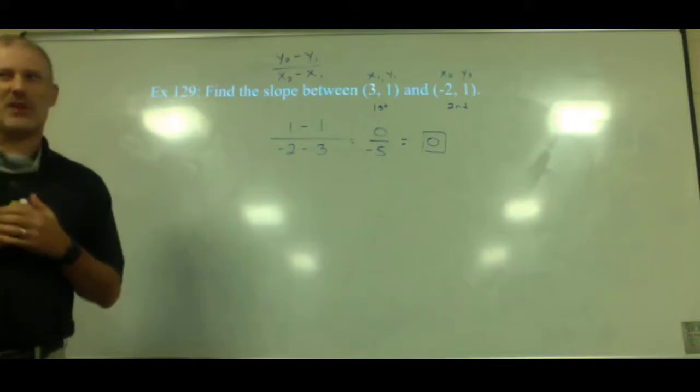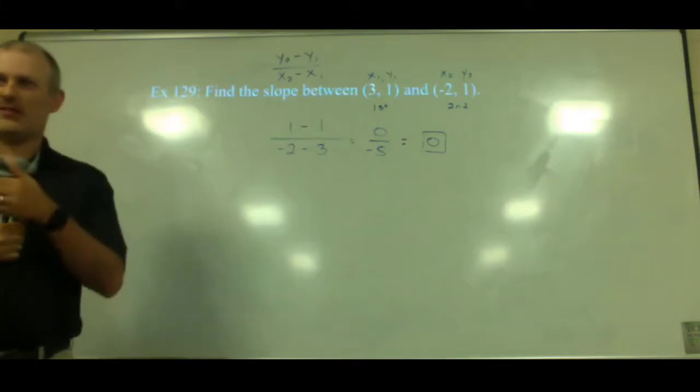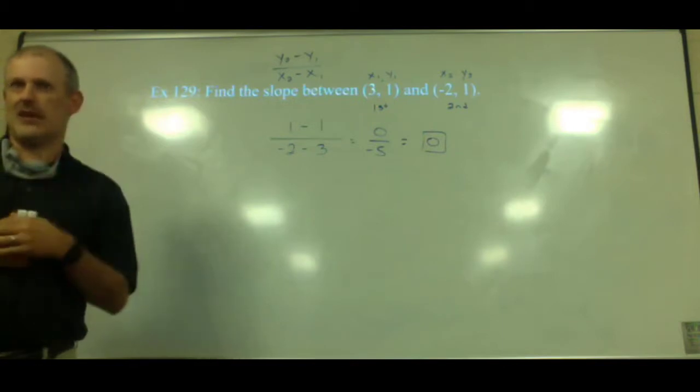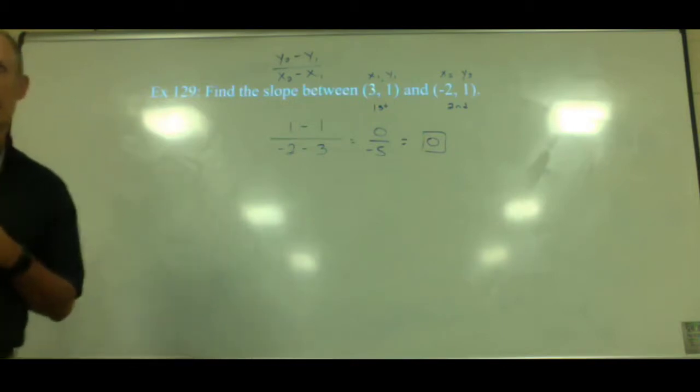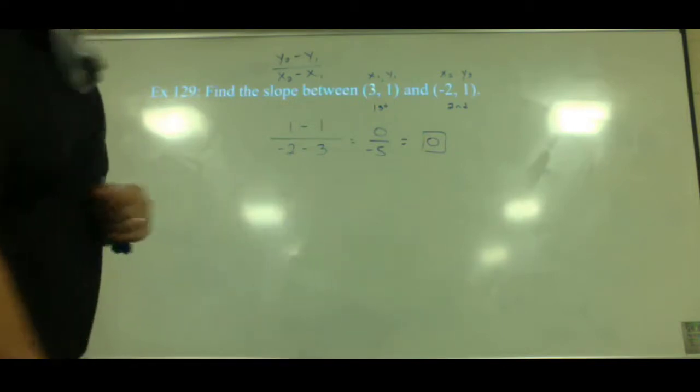So those two are the special cases, the zeros and the undefineds, because those are either vertical or horizontal lines. Okay. Does that make sense?